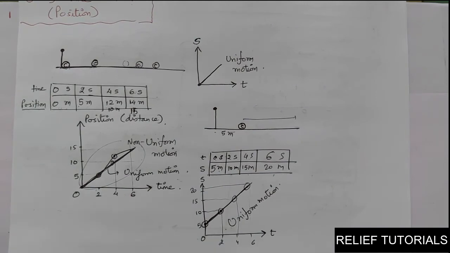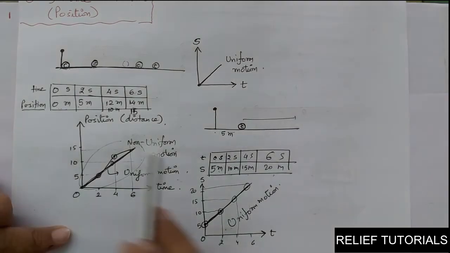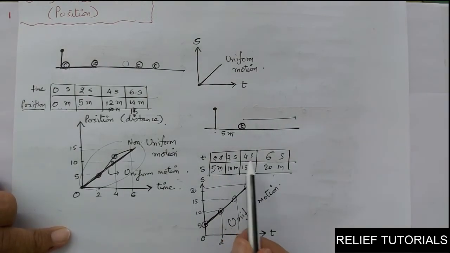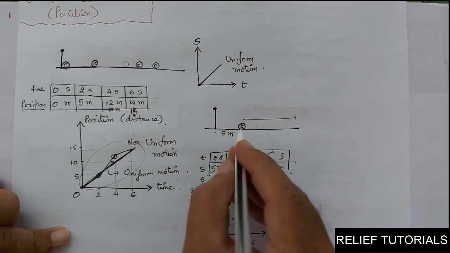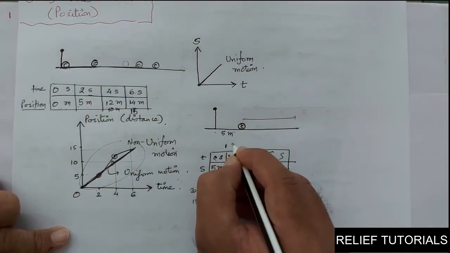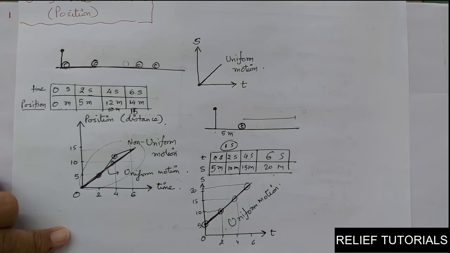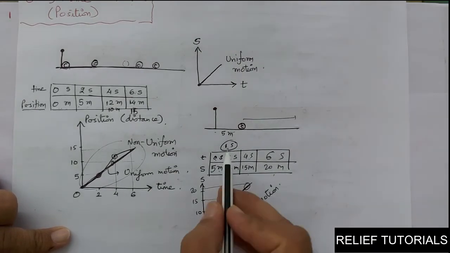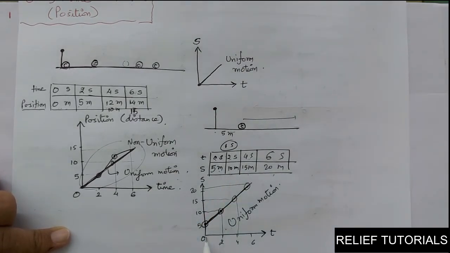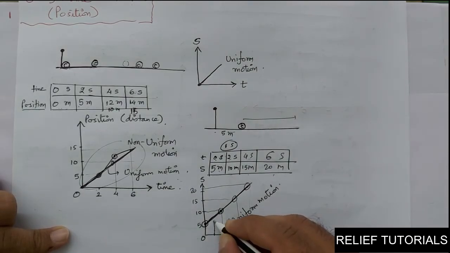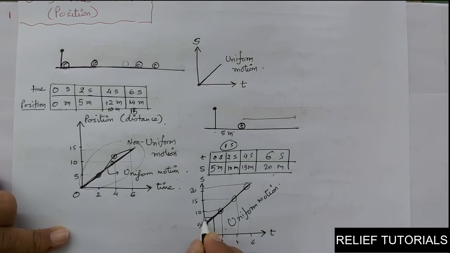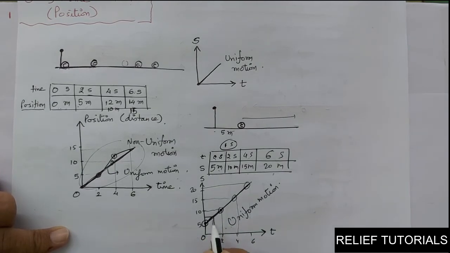And most importantly, what can we know from the graph? Look at this. Here are the observations of 0 second, 2 second, 4 second and 6 second. Do you have the observation of where the particle is at 1 second? You didn't take the observation, but that can be known with the help of the graph. Look, 1 second is here. So at 1 second the position of the particle can be known with the help of the graph. At 1 second the particle should be at 7.5 meters away from the origin.